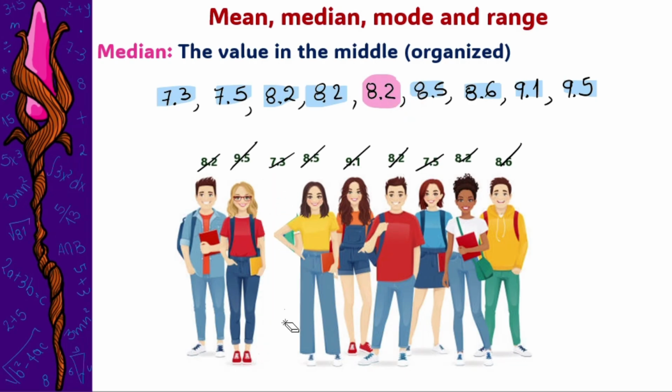But let's imagine for a moment that this student wasn't there. So that means its result also doesn't exist. So we wouldn't put the 7.3 here.